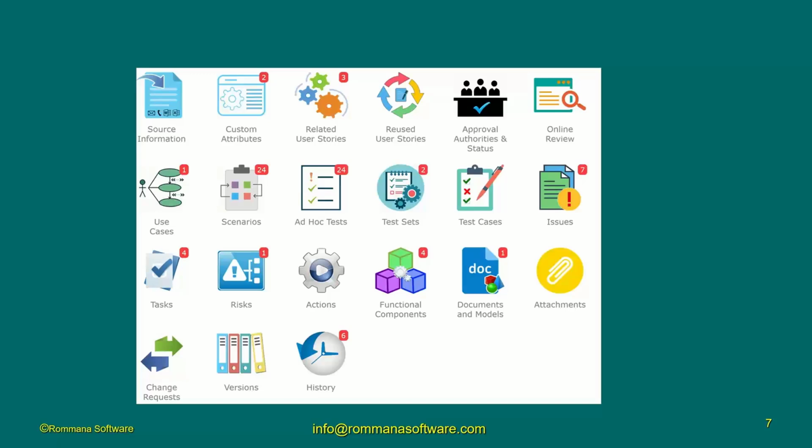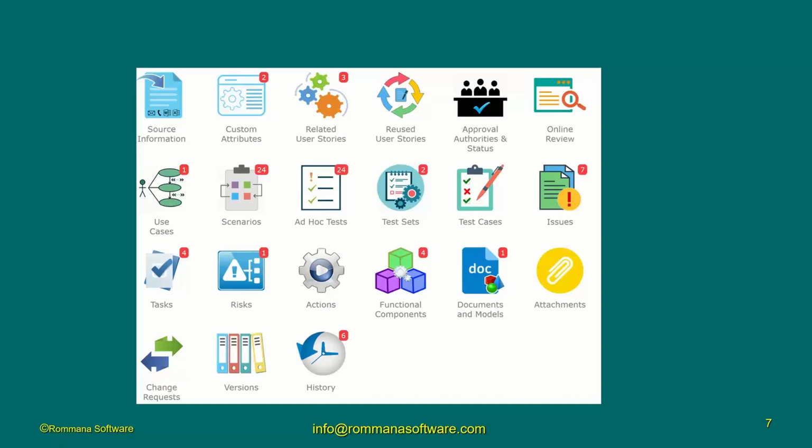Because when you click on this, it takes you to a screen where you define the approval authority, and it gives you the option to say, I want this approval authority protocol that I'm defining here to apply to all other user stories, which makes it simple.